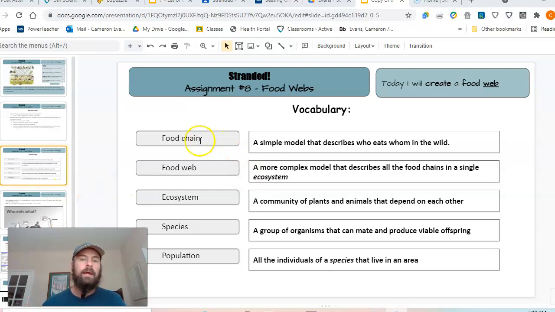Again, a food chain, which we did in our last assignment, is a simple model that describes who eats who in the wild. Okay, it's eat or be eaten. Food chains show this connection of one organism eating another organism, and any organism that eats that organism, etc. And we can have 3 or 4 or 5 organisms in one food chain. A food web is a more complex model that describes all the food chains in an ecosystem. It has many food chains as part of it.